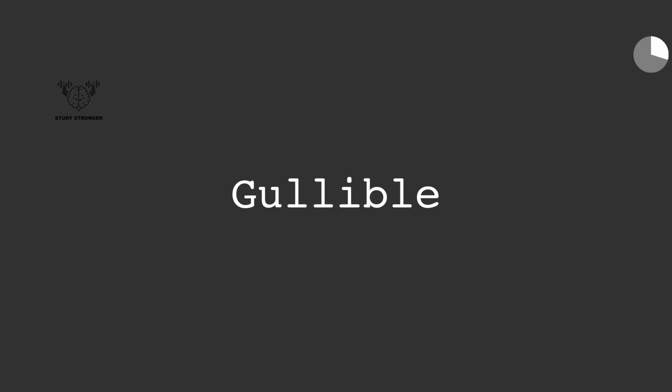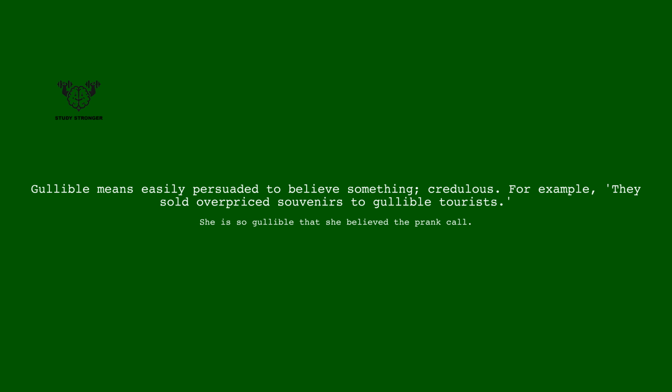Gullible. Gullible means easily persuaded to believe something, credulous. For example, they sold overpriced souvenirs to gullible tourists.